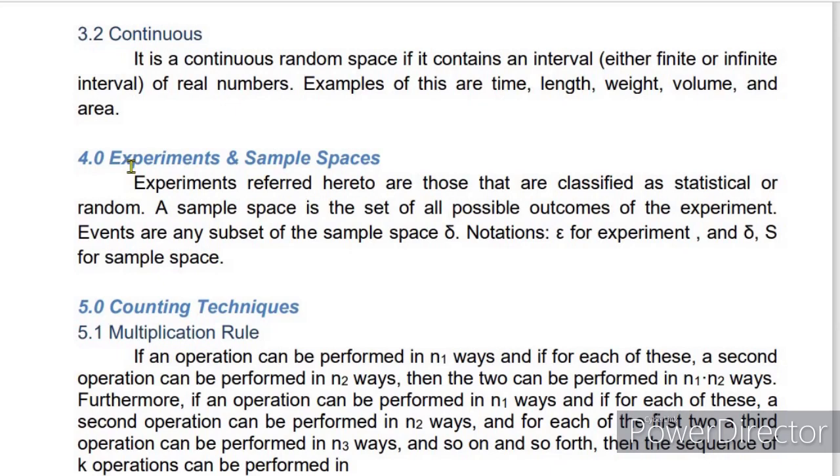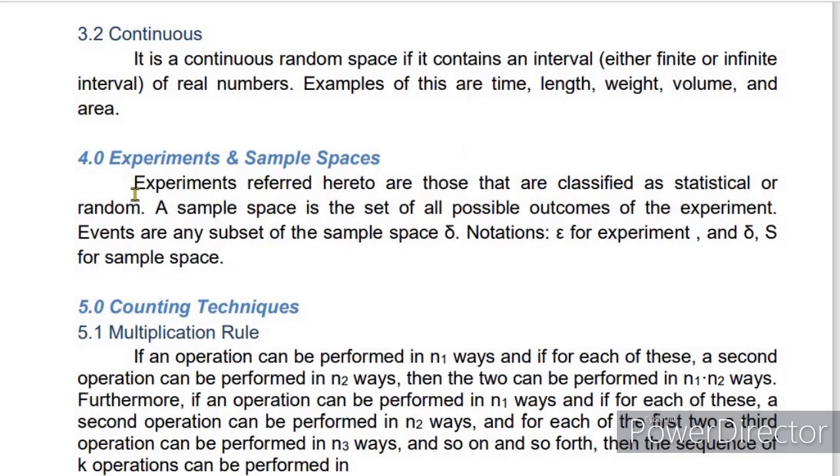Next, 3.2 is continuous. It is a continuous sample space if it contains an interval. So, remember that: either a finite or infinite interval over real numbers. So there will be a pattern of interval between the numbers. Examples of these are time, length, weight, volume, and area. Those are examples of continuous because time just continues to go on and on, as well as weight and volume, which can go up or go lower.